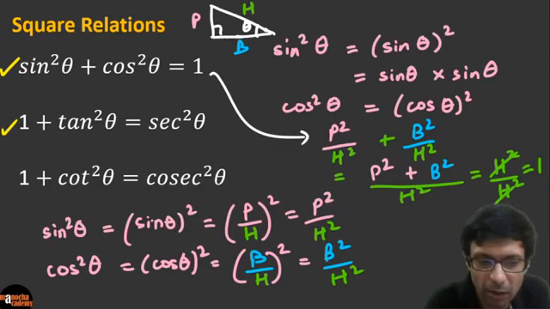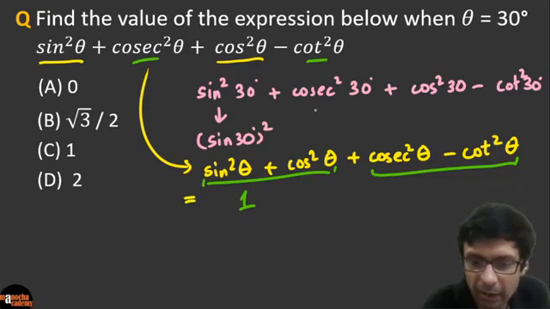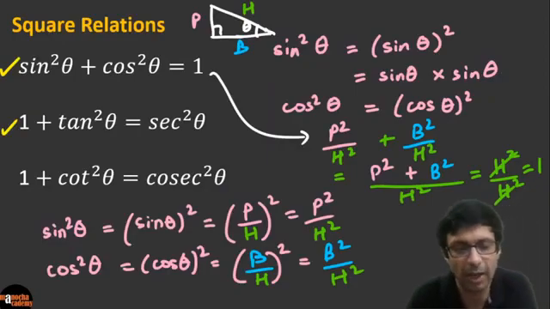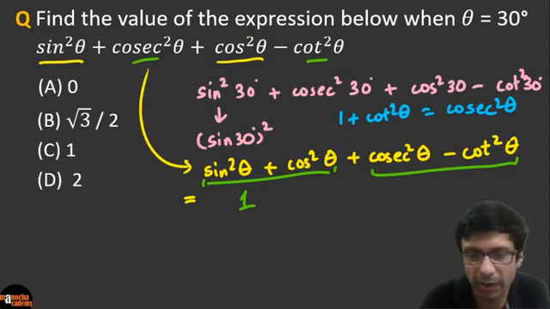And what do we know here? We know that 1 plus cot square theta is equal to cosec square theta. Let me write that here. We know that 1 plus cot square theta is equal to cosec square theta, right? Can you see that? This was our relation, the last one here. Can you see that guys? 1 plus cot square theta is cosec square theta.